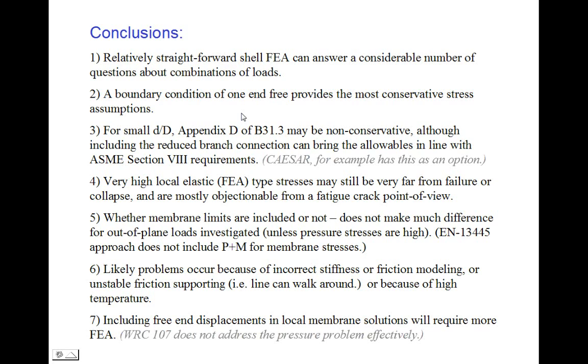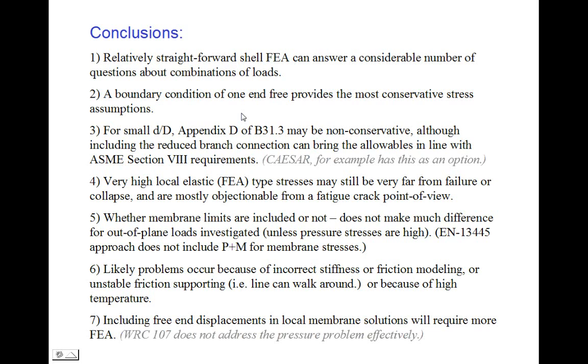EN 13445 does not include the thermal component for membrane evaluations for membrane stresses. So piping codes, European codes, do not provide for the thermal requirement in the local membrane stress evaluation at nozzles.